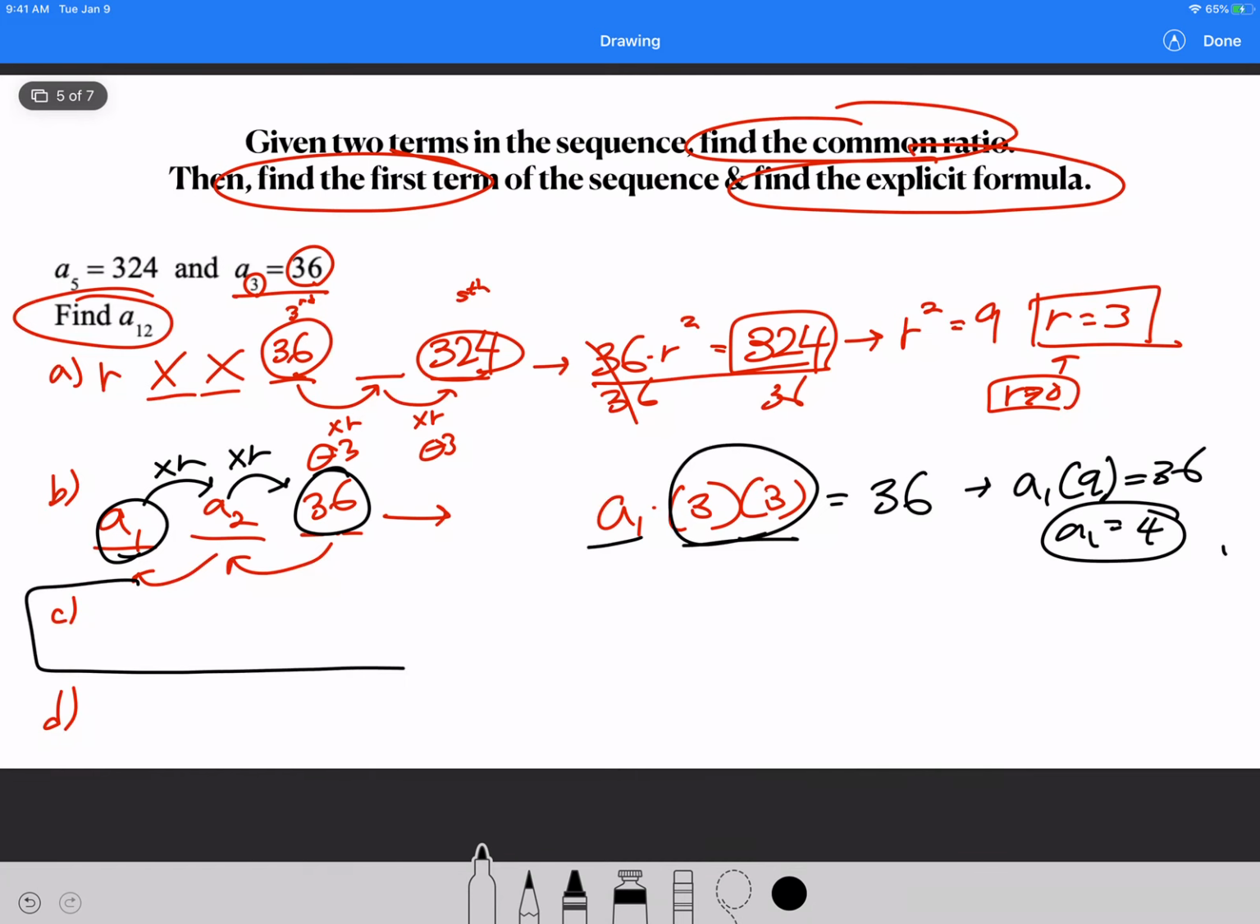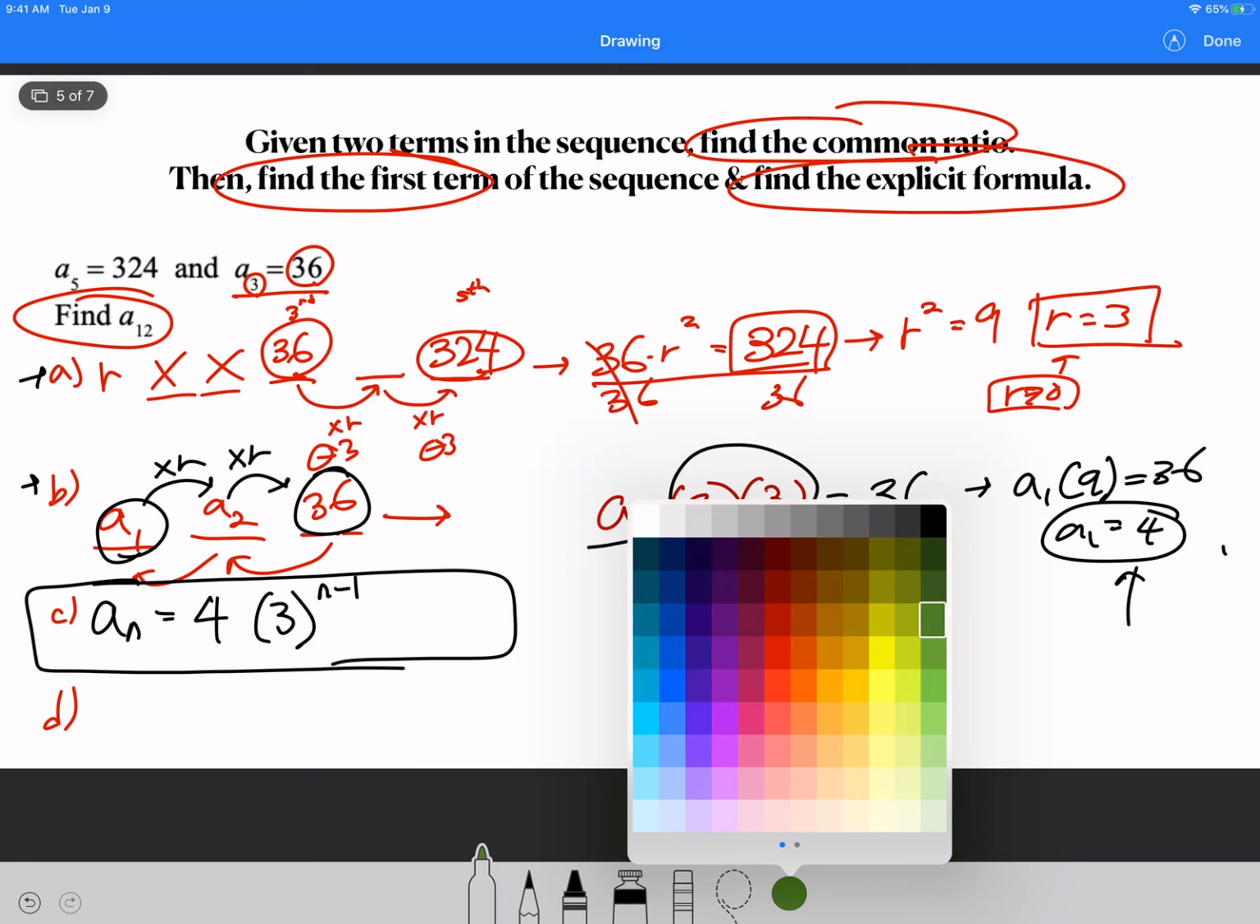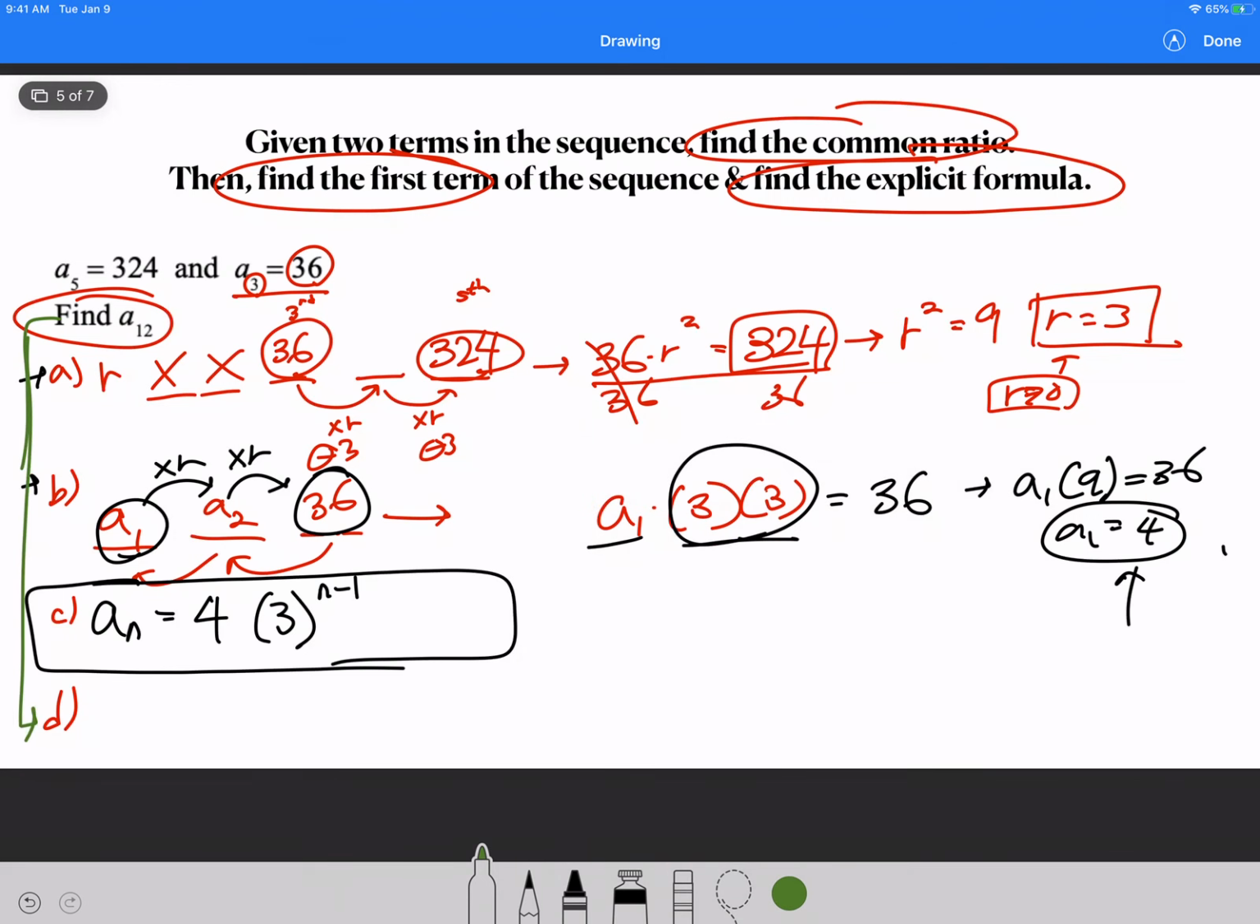For part C, it's really quite simple because you're just utilizing part A and part B's answers and plugging them in. A sub n, the explicit formula, says it's the first term in the sequence, 4, times the common ratio of 3 raised to the power of n minus 1. And that's it. Now I'm going to do my last question for the day, which is finding a sub 12. This is also a piece of cake as long as I have my part C correct. So a sub 12 is the same thing as saying 4 times 3 to the power of 12 minus 1, 4 times 3 to the 11th power.